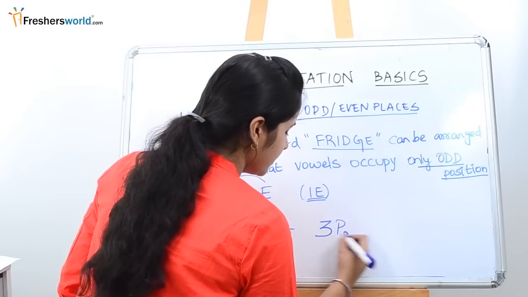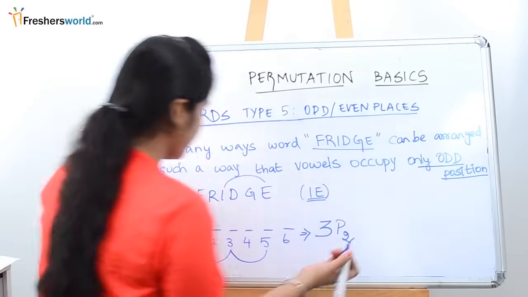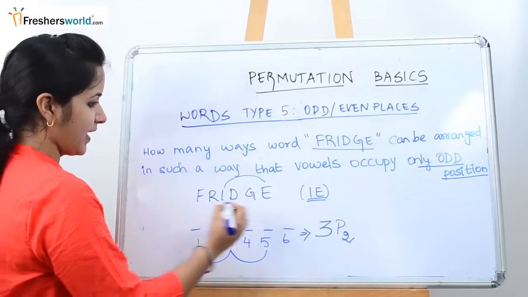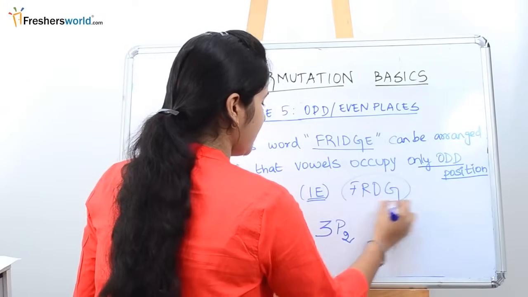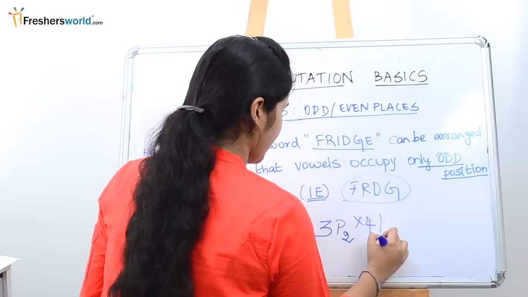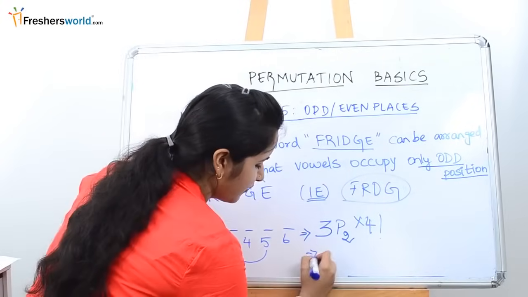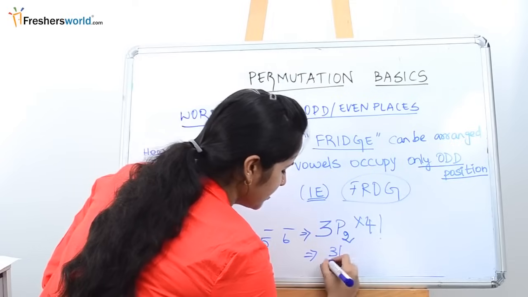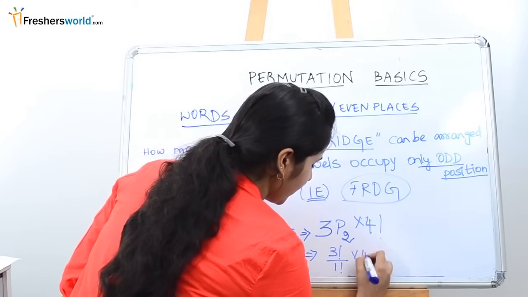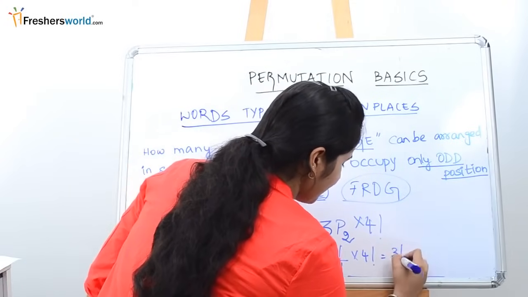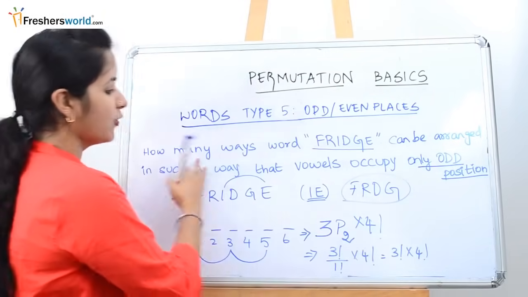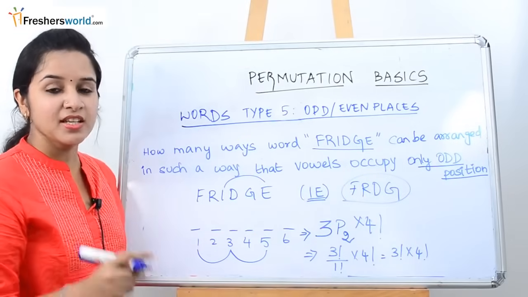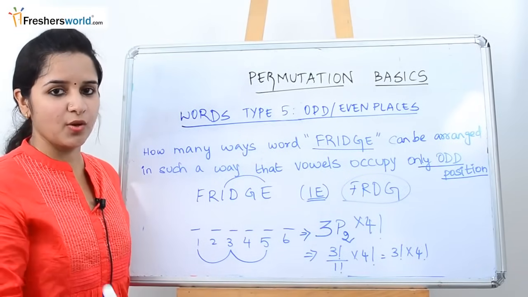That is nothing but 3P2. What are the remaining letters that we have? We have F, R, D and G. These can be arranged in 4 factorial ways. So this can be simplified as 3 factorial by 1 factorial into 4 factorial, which is nothing but 3 factorial into 4 factorial. Once you solve this, you will know how many ways the word fridge can be arranged when the vowels occupy only the odd positions.